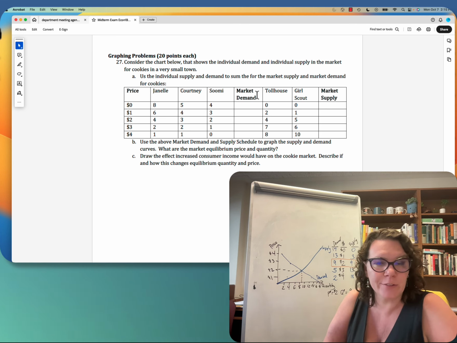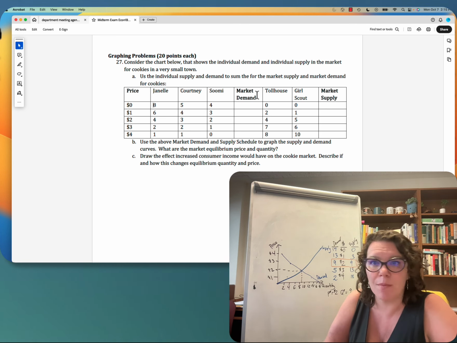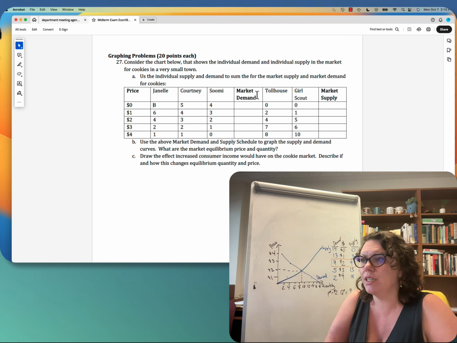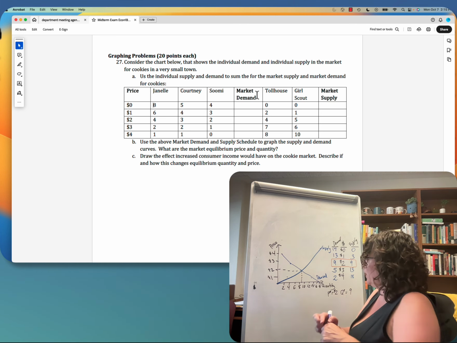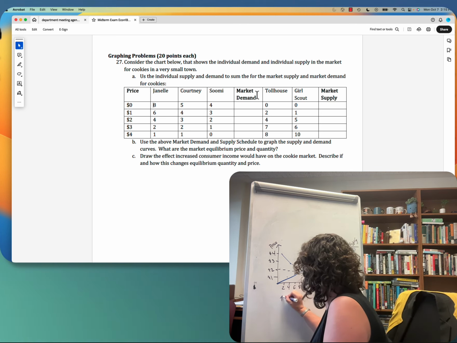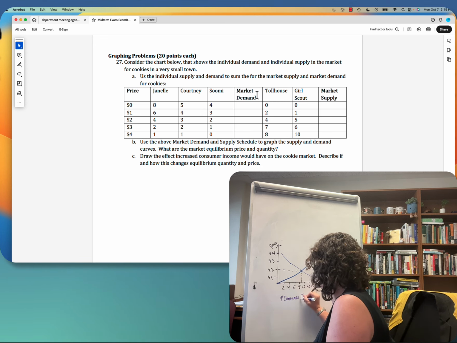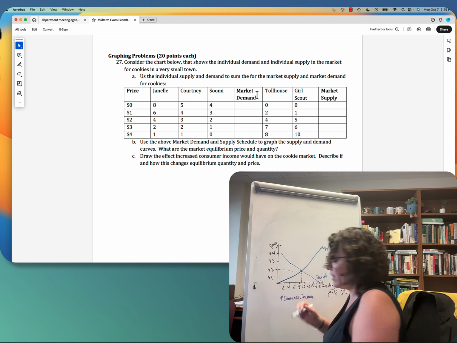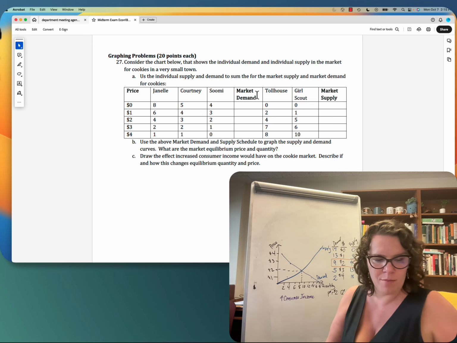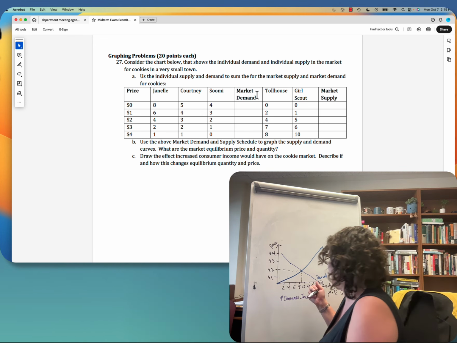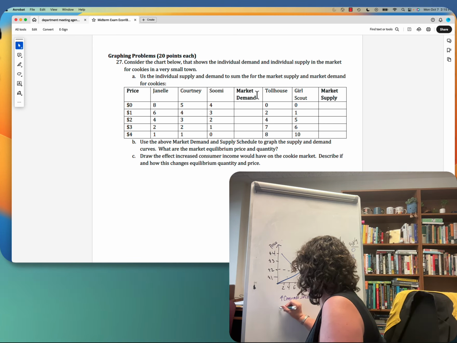Part C is different depending on your version of the exam. If you had one version, then the change in the market is going to be an increase in consumer income. The other version of the exam had an increase in input prices. And I'll do the input prices first because I did the other version first last time.